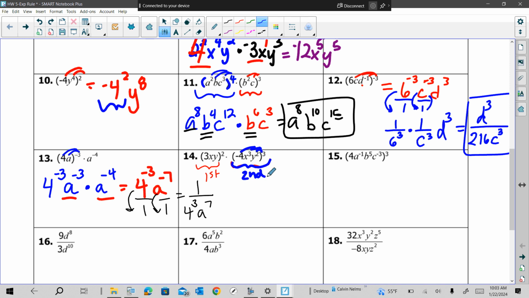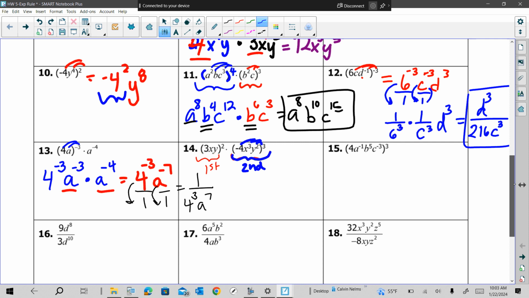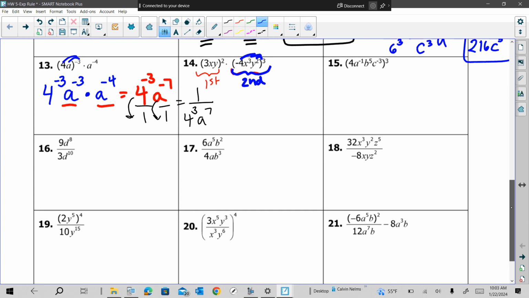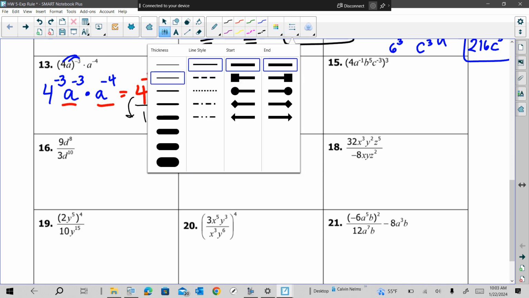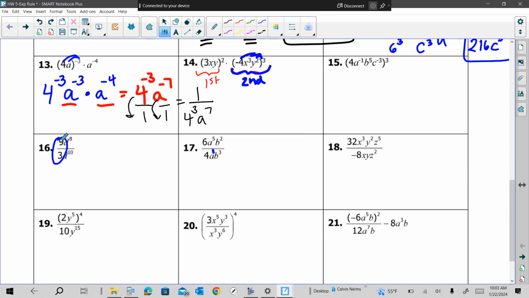Now, if you have a fraction, which is like showing the quotient rule, you still subtract the exponents. But now you just have to simplify the numbers. If I don't see an exponent, you have to know that's like an invisible 1 there. So on 16, I would just simplify the 9/3.